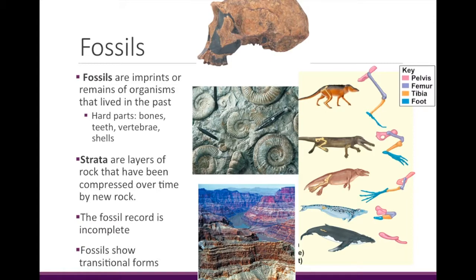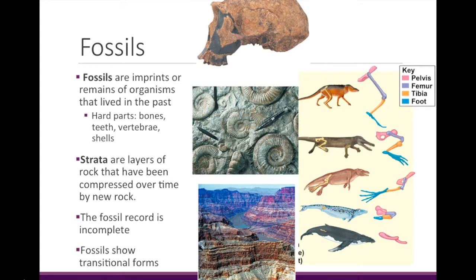Sometimes fossils are an entire organism. An example of an entire organism could be a mosquito that becomes cased in amber, which is just fossilized tree sap, or a woolly mammoth who got frozen in ice.